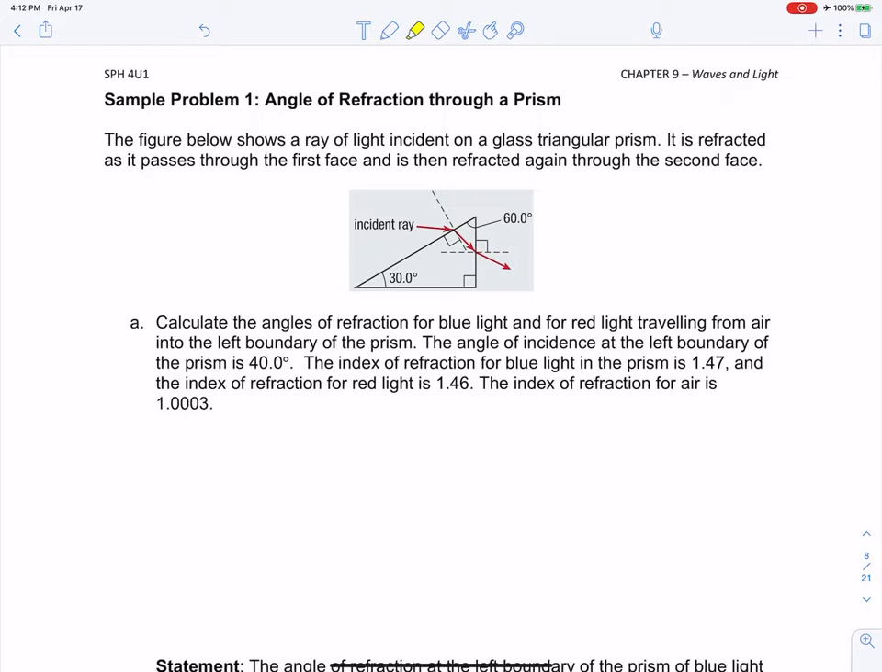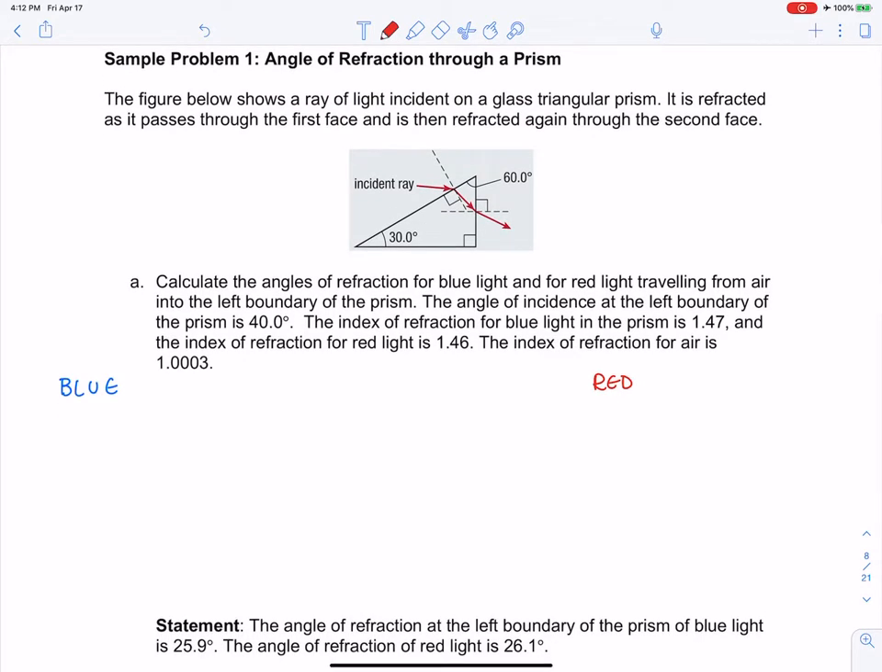The index of refraction for blue light in the prism is 1.47, and the index of refraction for red light is 1.46. The index of refraction for air is 1.0003. So we're going to do two examinations here. We're going to look at blue light, and we're going to look at red light. So we want to find the angle of refraction for blue light at the left interface, which is this interface right here, and for red light along this same left interface. So I'm rearranging Snell's law here.